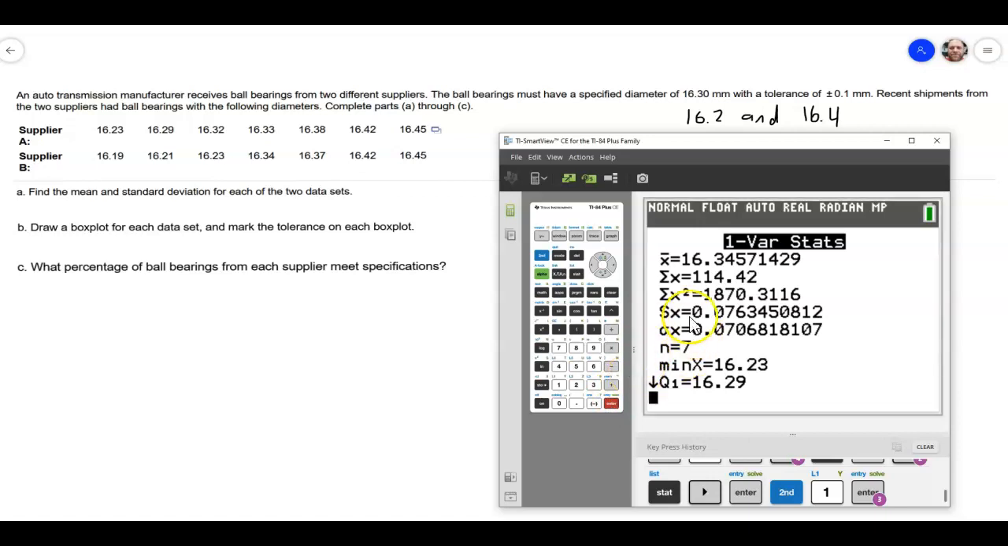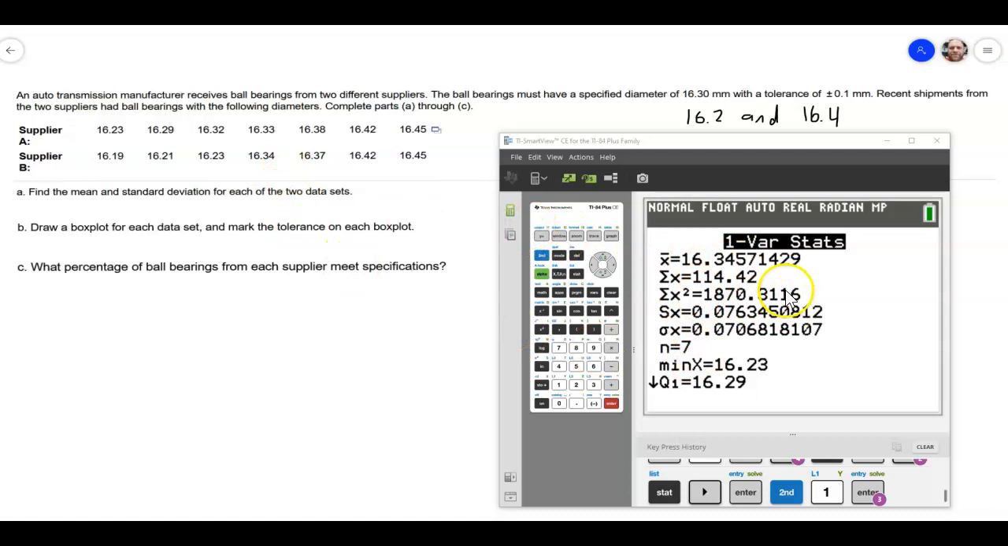And then I'm going to calculate it. And the mean is the x with the bar over it. So that's my mean. And they want us to go to, I think in this one, let me see if I still have it up here. They want the nearest 100ths. That's 2 decimal places. So this one would be 16.35 for the mean for supplier A.